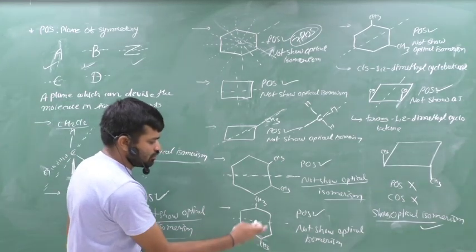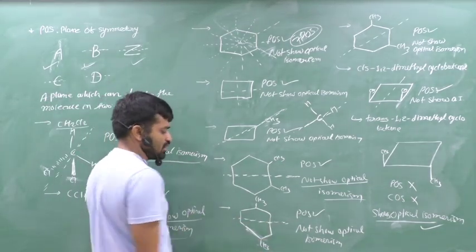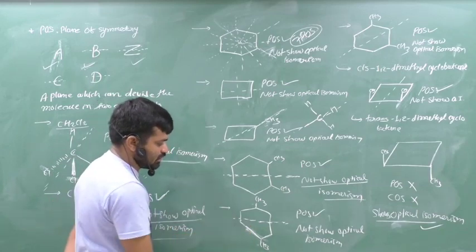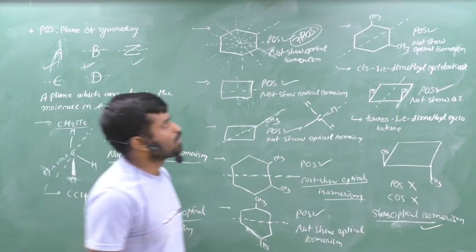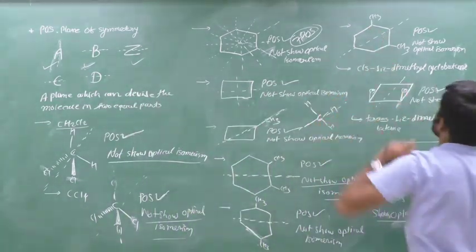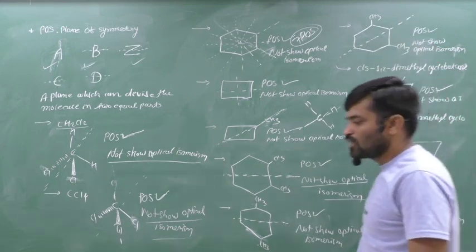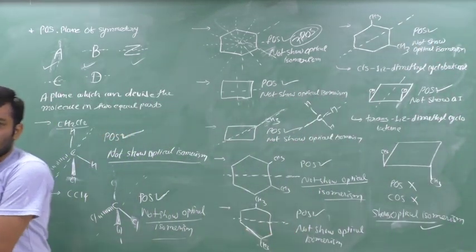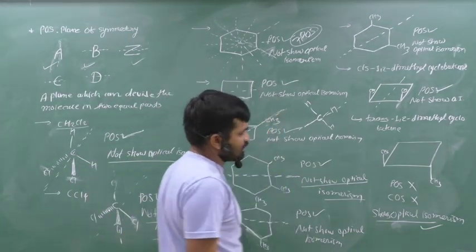If you have 1,4-dimethyl cyclohexane, it also has a plane of symmetry. Therefore, this compound does not show optical isomerism. If you have 1,3-dimethyl cyclohexane, it also has a plane of symmetry. It also does not give optical isomerism. Clear? Now, if we think about some different examples like that.